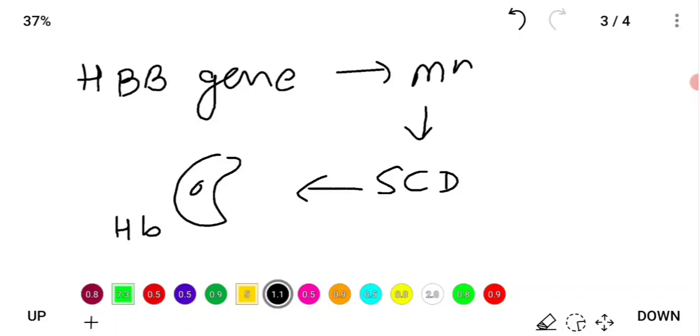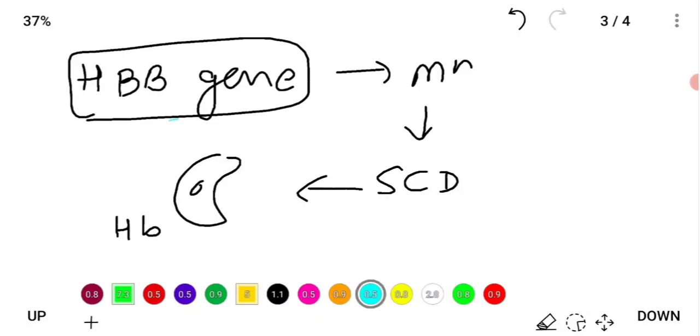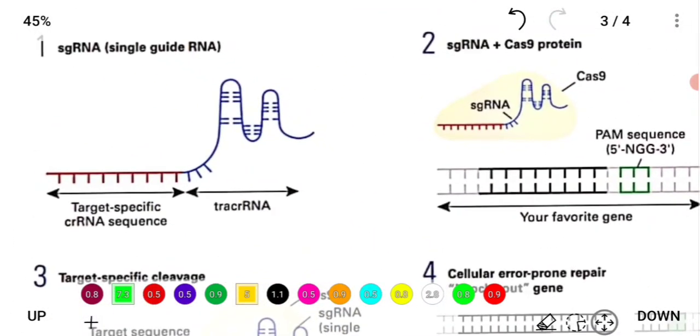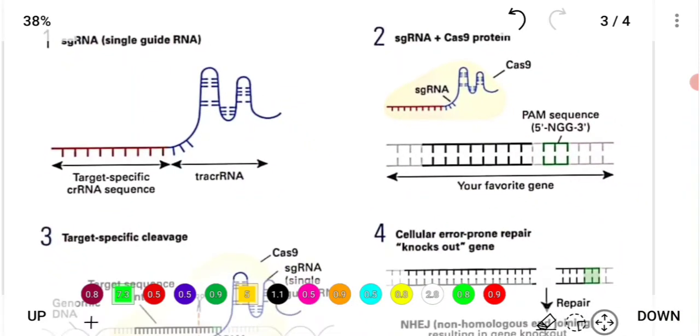So what we will do is identify the mutant sequence in the HBB gene. Suppose this is the sequence which is mutated in this gene and which is responsible for the sickle cell disease. Then we will design the guide RNA complementary to this target sequence, so that it will bind specifically to our target region only.